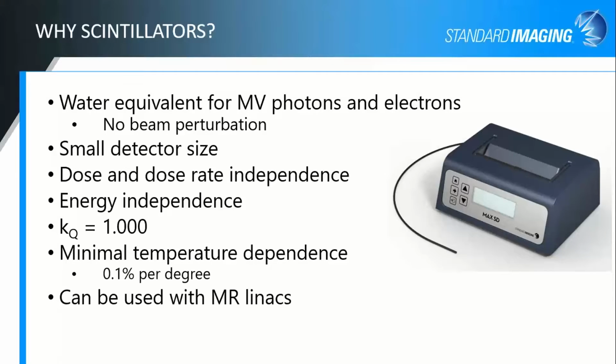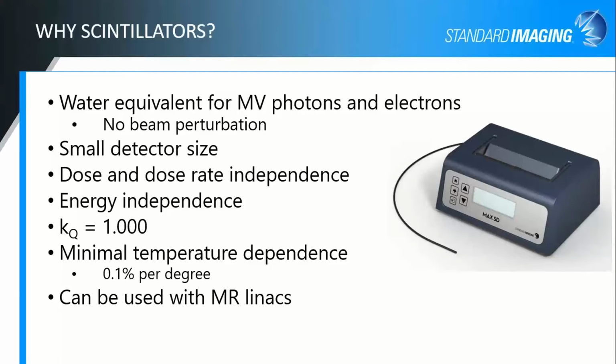So why scintillators? That's usually the question I get asked first. We're very used to ion chambers and diodes. Why do we need to add another different type of detector to our arsenal? And really the advantage here, as the title of the talk indicated, is the water equivalence. It is an organic scintillating material that's water equivalent for both MV photons and electrons. So the key here is that you're not disturbing the dose distribution right at the point where you're trying to measure it.